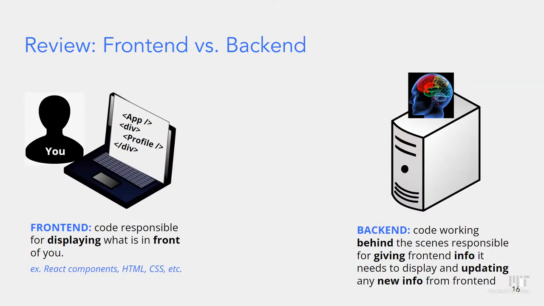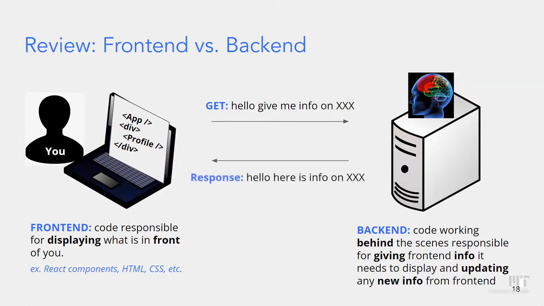And so you may be thinking, front end and back end seem to be talking a lot, but how exactly do they communicate? They communicate in what are called HTTP requests. And as Kong mentioned, there are 2 main types of HTTP requests that we'll be using in this class. The first kind is a GET request, where the front end asks the back end, hey, give me information on something. And in response, the back end will say, hey, here's the information that you requested on this something.